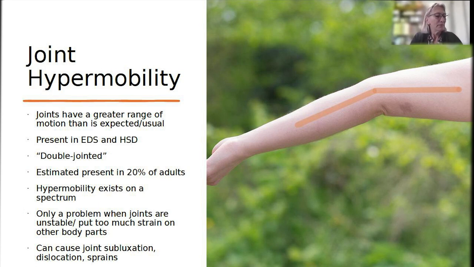and sprains. And we start talking about joint hypermobility because this is often the most obvious feature in both EDS and HSD, and diagnosis often starts, or people start to look for this diagnosis because they have hypermobility.